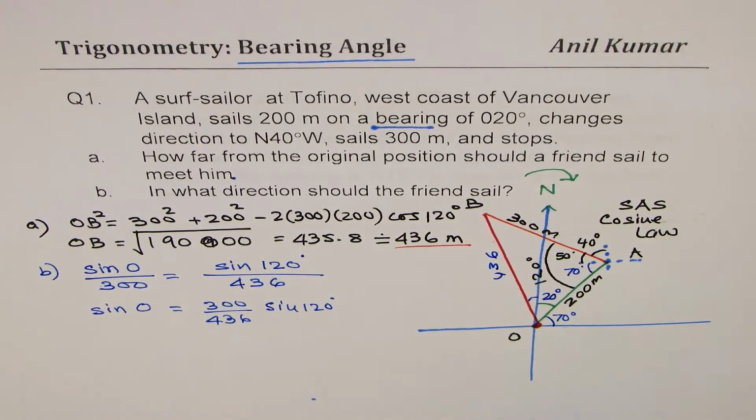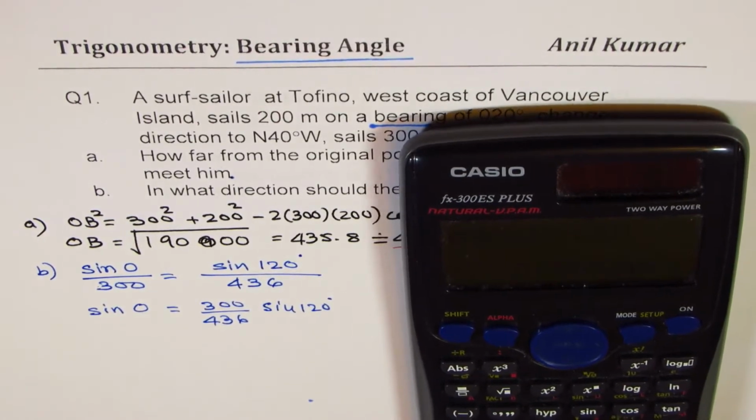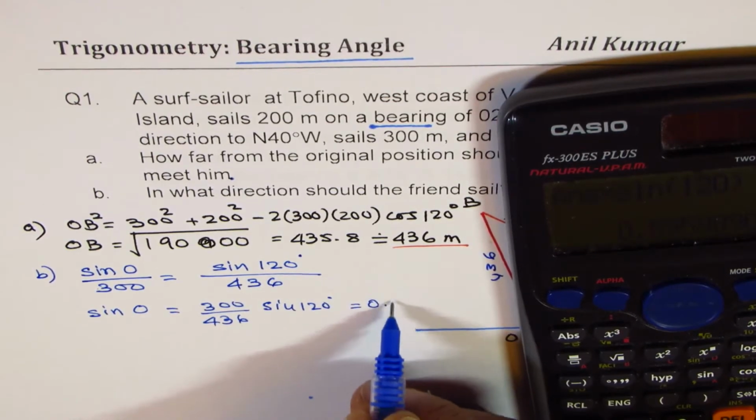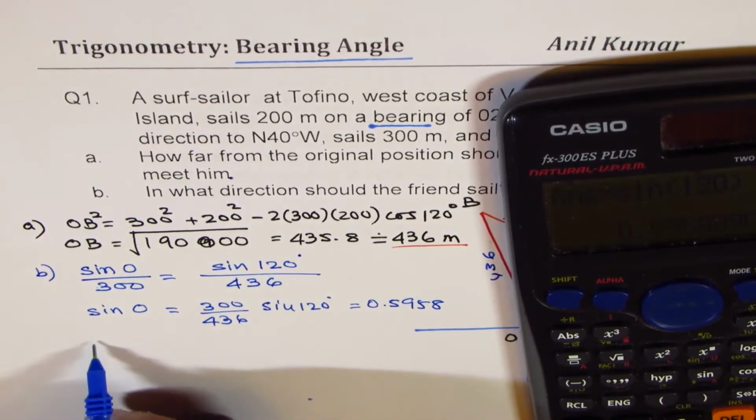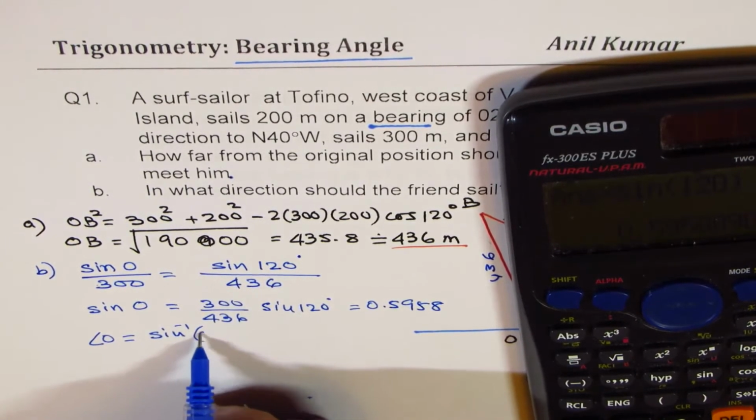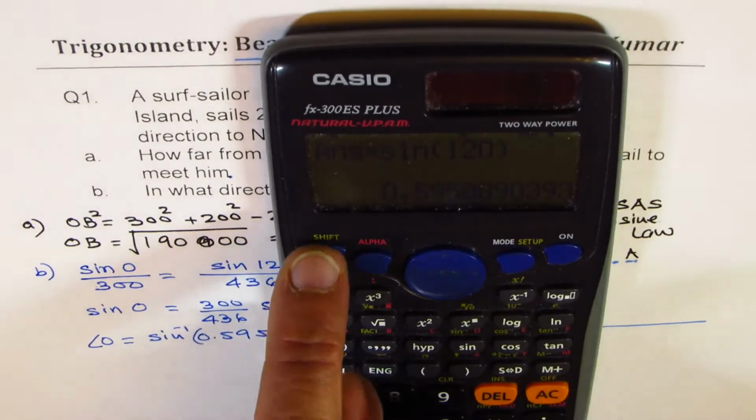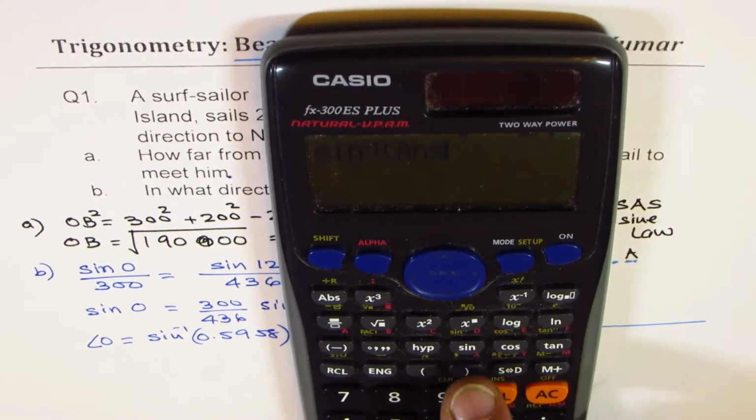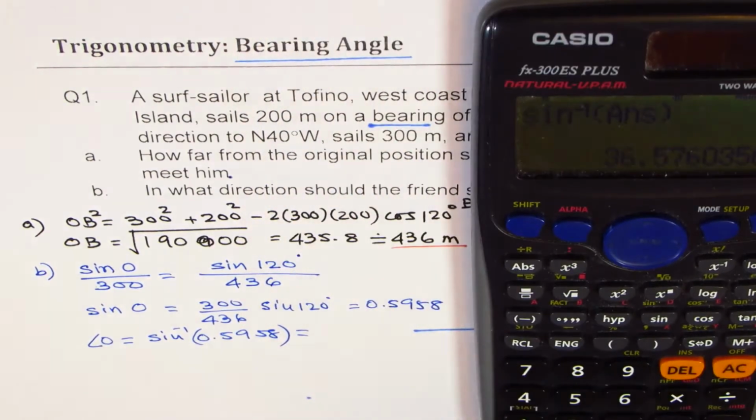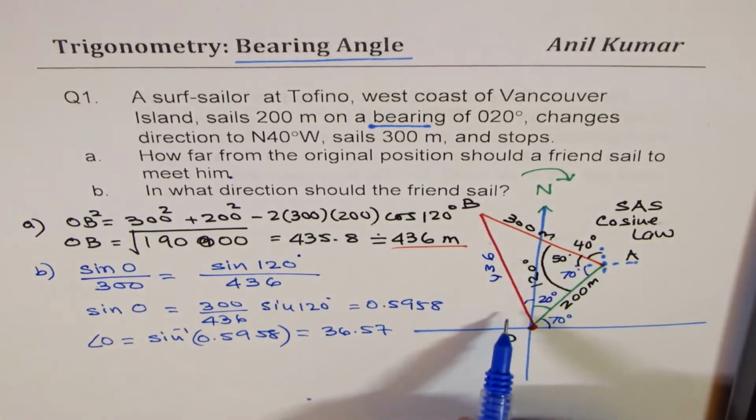So the sine value of the angle is 300 divided by 436 times sine of 120, which is equal to 0.5958. So the angle O is equal to sine inverse of 0.5958, which is, let's figure it out. So shift sine inverse of our answer is equal to 36.57. So that becomes the angle, right?